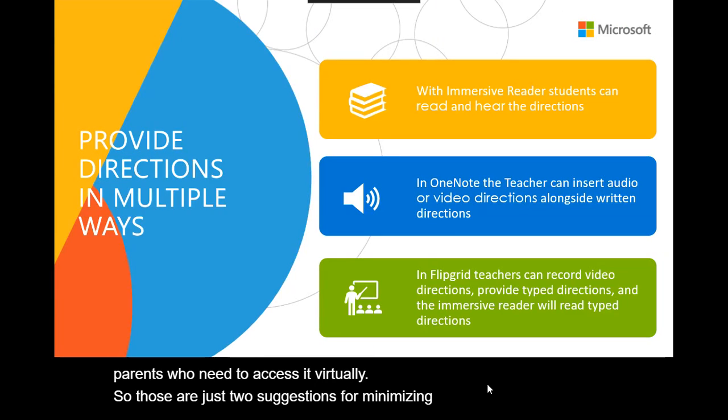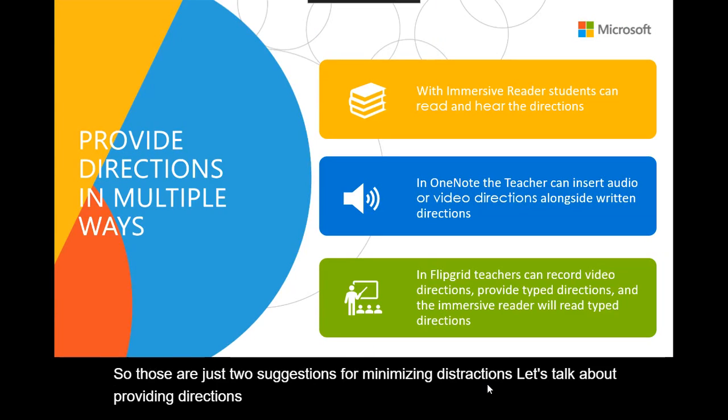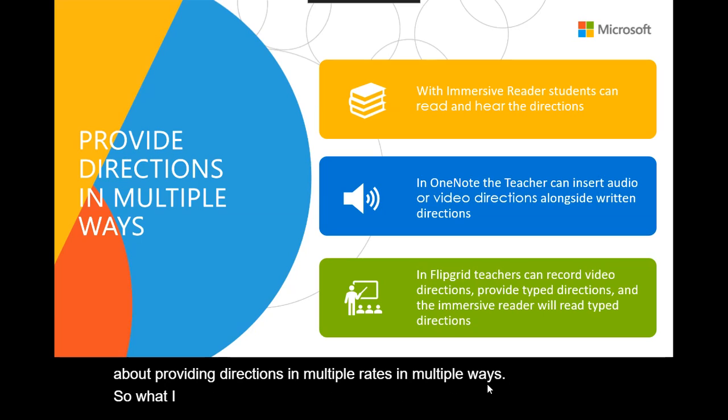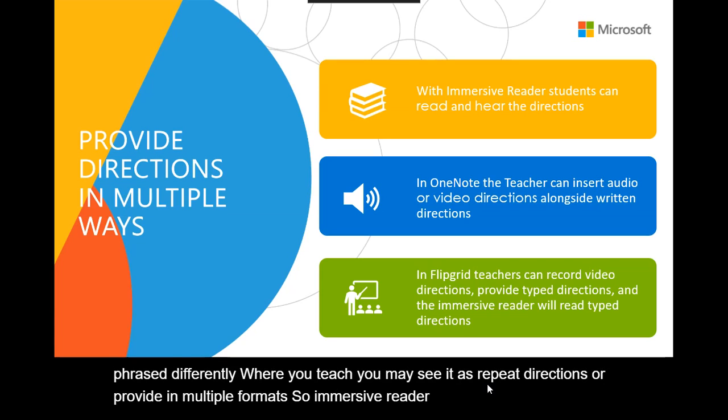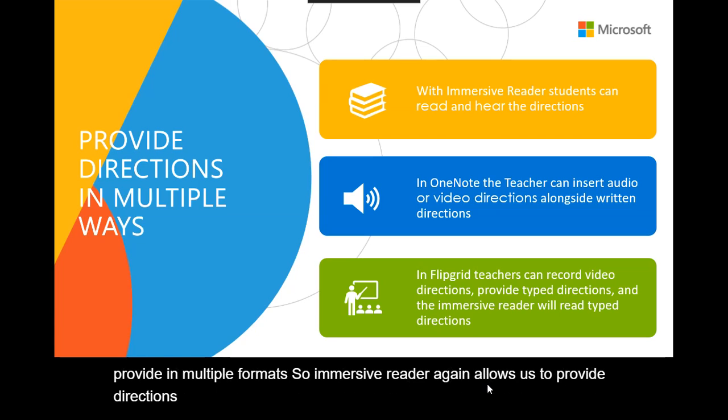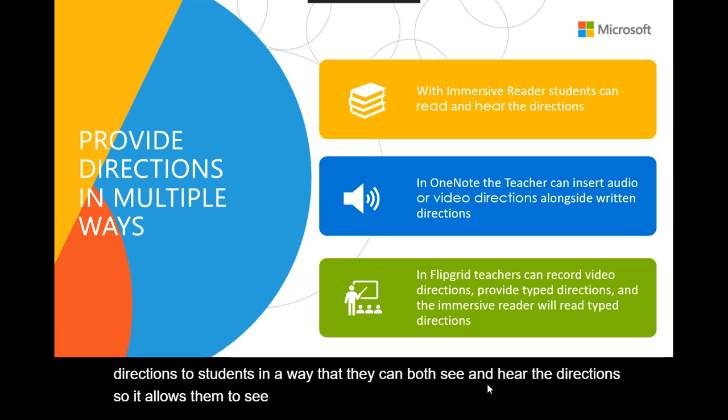Let's talk about providing directions in multiple ways. We hear this accommodation so often, and it may be phrased differently where you teach. You may see it as repeat directions or provide in multiple formats. The immersive reader, again, allows us to provide directions to students in a way that they can both see and hear the directions. So it allows them to see that direction in more than one way.